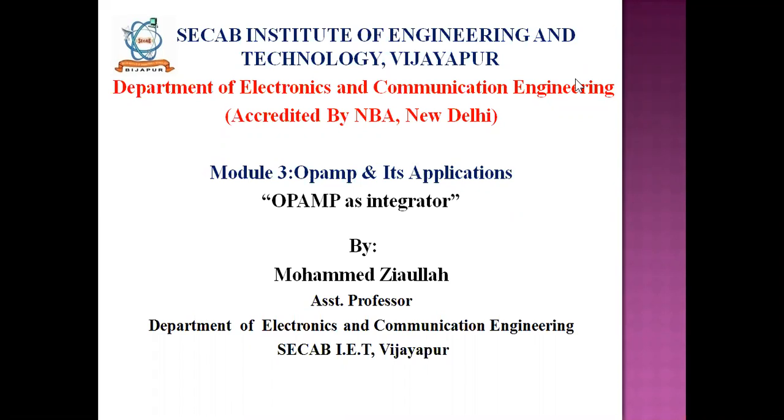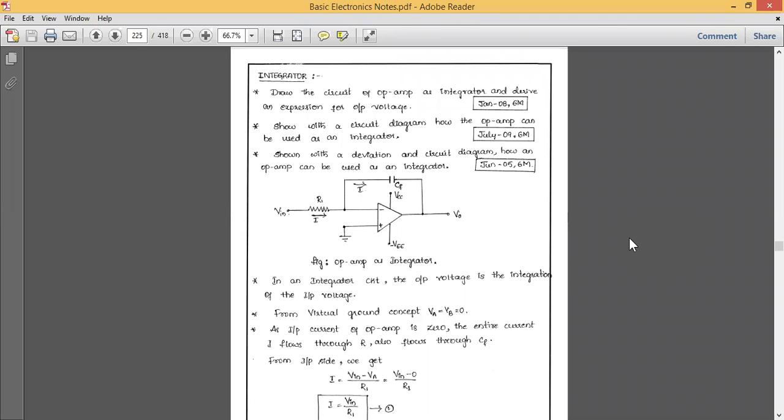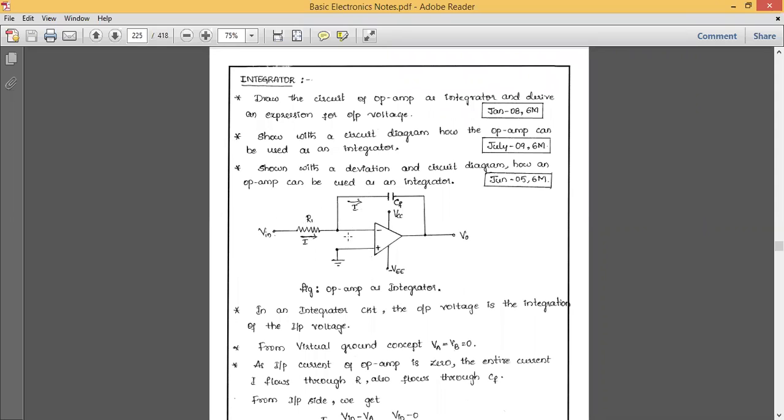Today we are going to see how op-amp can be used as an integrator. Op-amp is one of the applications which can be used to build the integrator circuit. An integrator is a circuit which produces the integrated output of the given input signal. So let us look at the diagram of how the integrator can be constructed using op-amp.